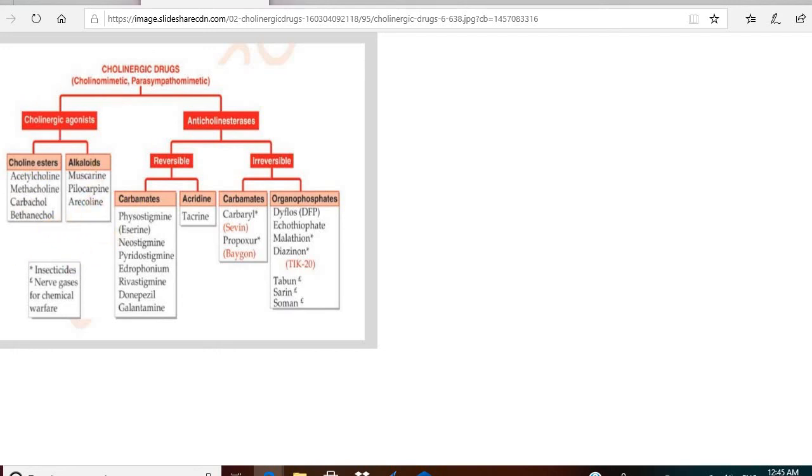So how can you remember the direct acting cholinergic agonists? MAP of ABC. M for muscarine, A for arecoline, P for pilocarpine. Of ABC, A for acetylcholine, B for bethanechol, and C for carbachol. So MAP of ABC are the cholinergic agonists. These are the direct acting cholinergic drugs.